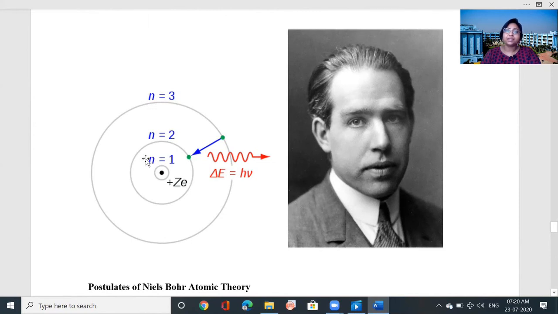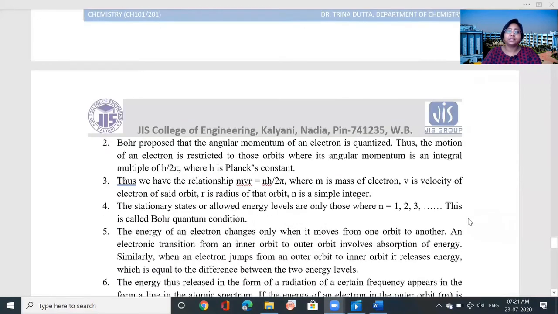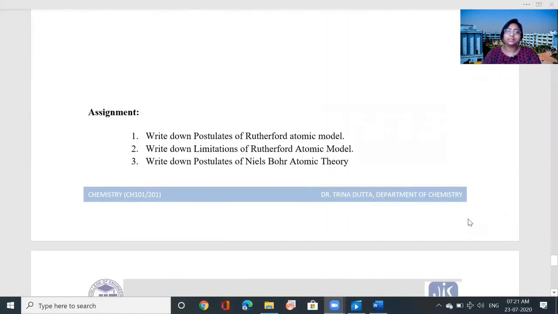If it goes to a higher energy level, say from n2 to n3, it will absorb radiation. If it goes from the higher to the lower energy level, it will release energy. So you have understood Bohr's postulates.